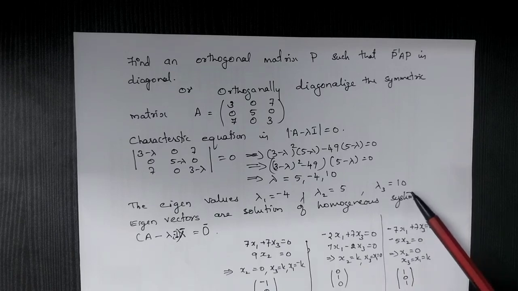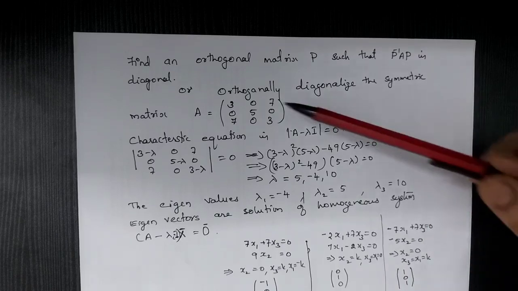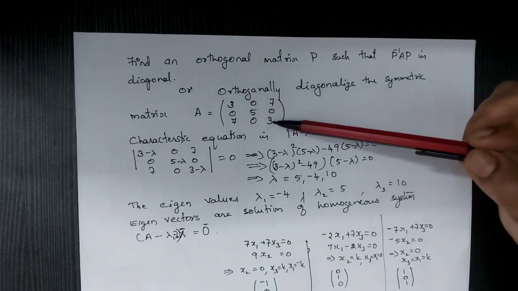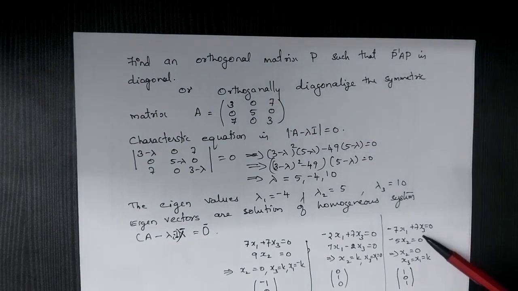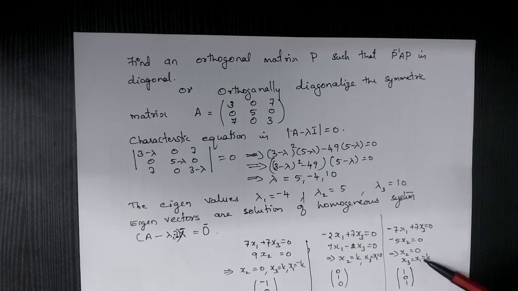Now corresponding to lambda is equal to 10. Subtract 10 from the diagonal elements of A and write the equations. So these are the equations. There are only 2 equations. The first and the last equations we will get as the same. So the eigenvector is x1, x3 is equal to k, x2 is equal to 0. By giving a value k is equal to 1, we get this.